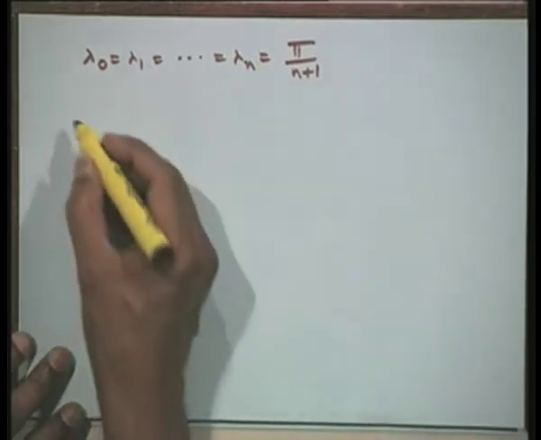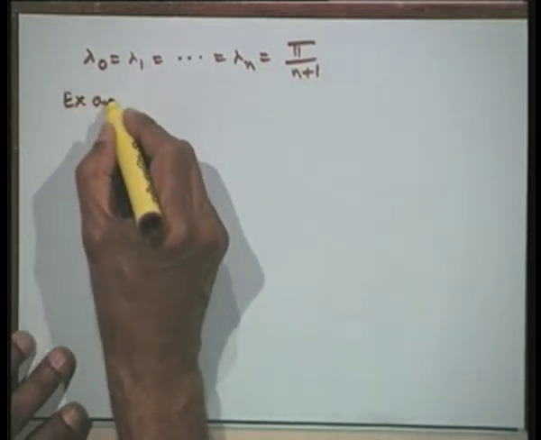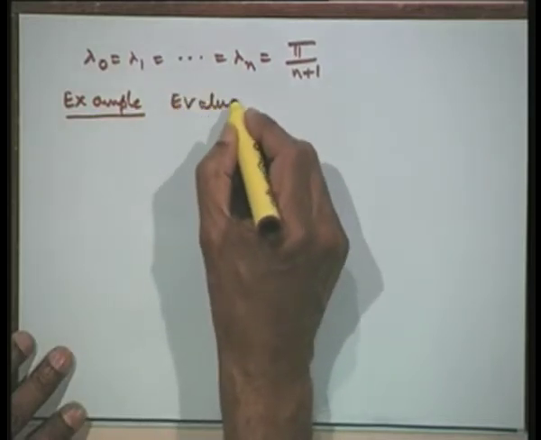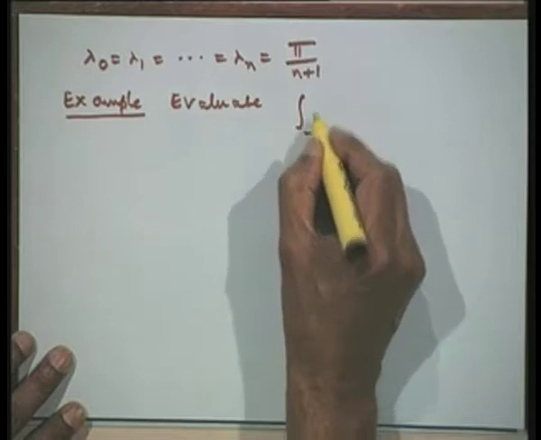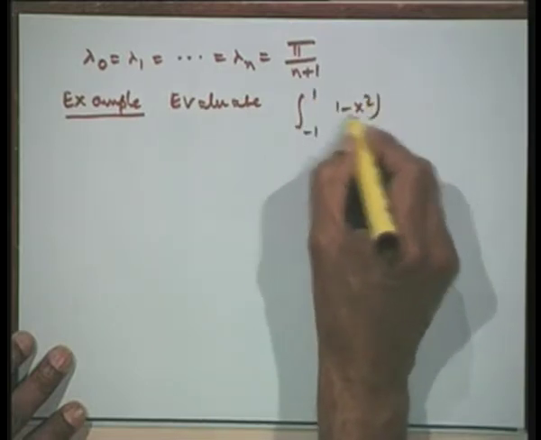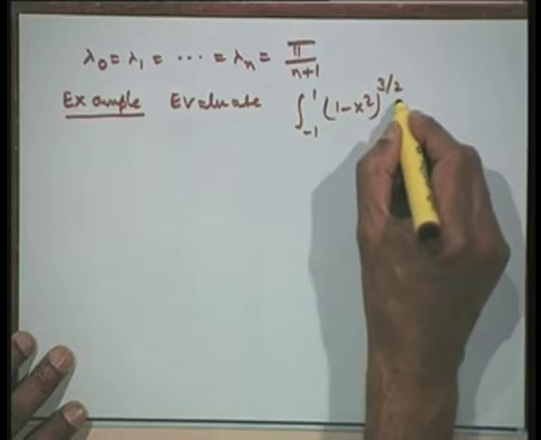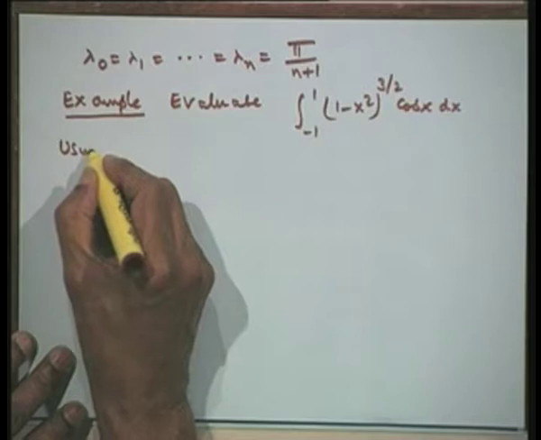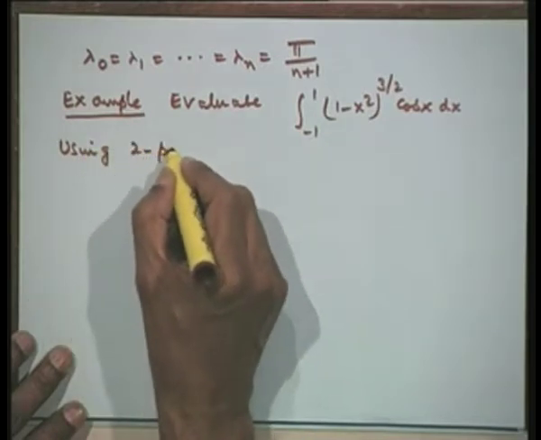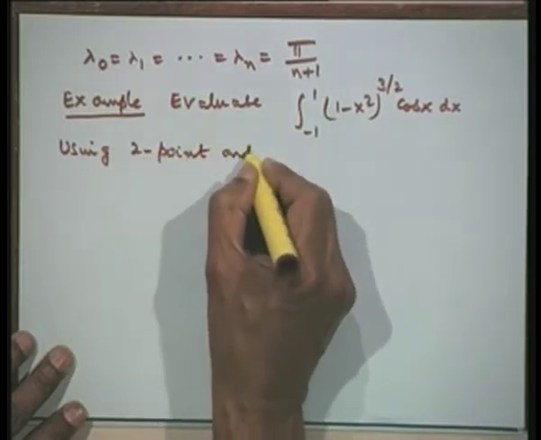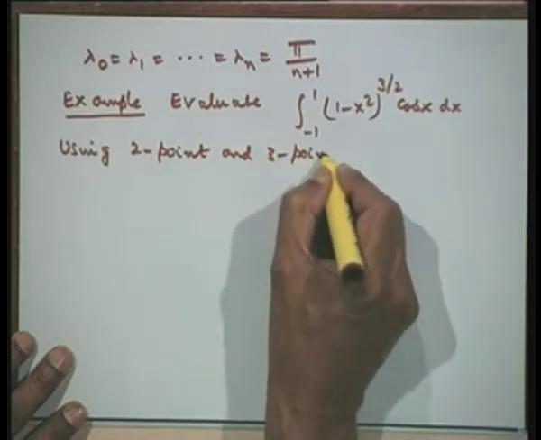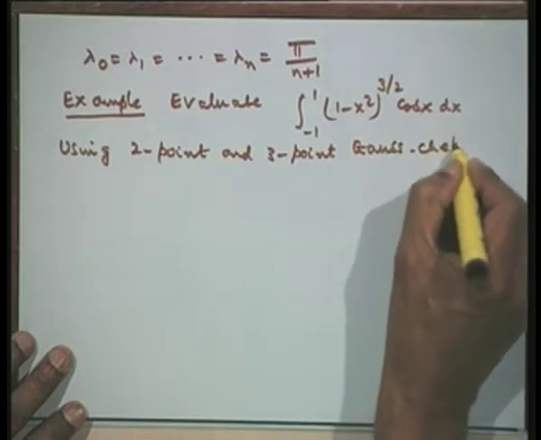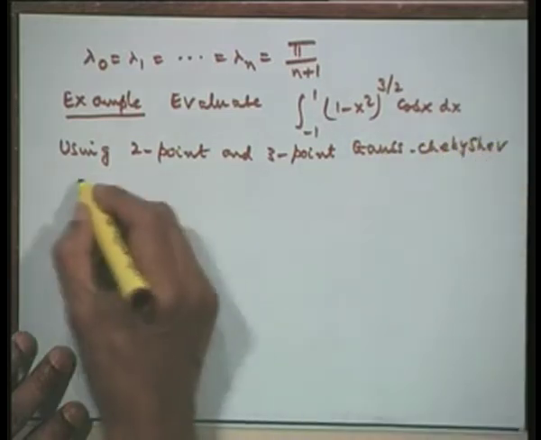Now let us take an example. Let us say evaluate the integral from minus 1 to 1 of (1 minus x square) to the power of 3 by 2 times cos x dx using 2-point and 3-point Gauss-Chebyshev formulas.